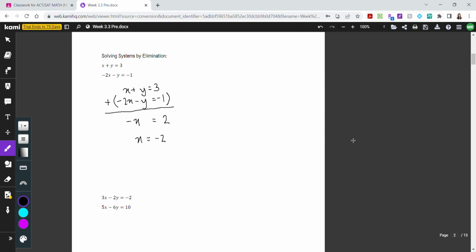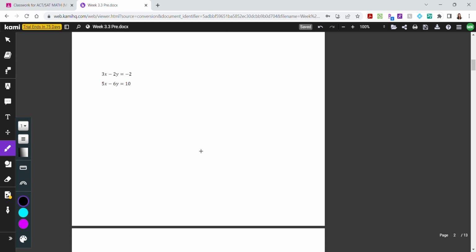So let's look. We're going to substitute x with -2. So we have -2 plus y equals 3. I'm going to add 2 to both sides because I want to isolate y, and now y would equal 5. Therefore, my solution is going to be -2, 5. All right. Now we look at the bottom.